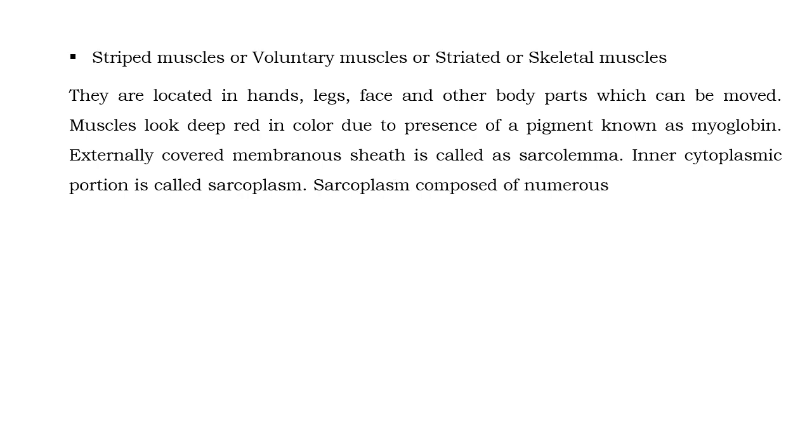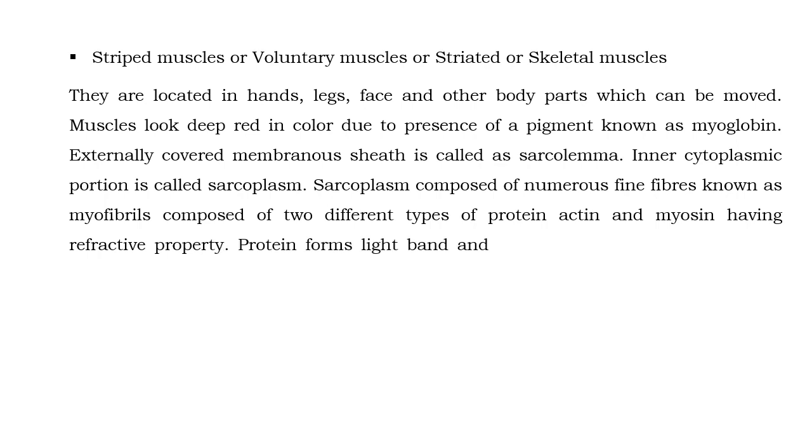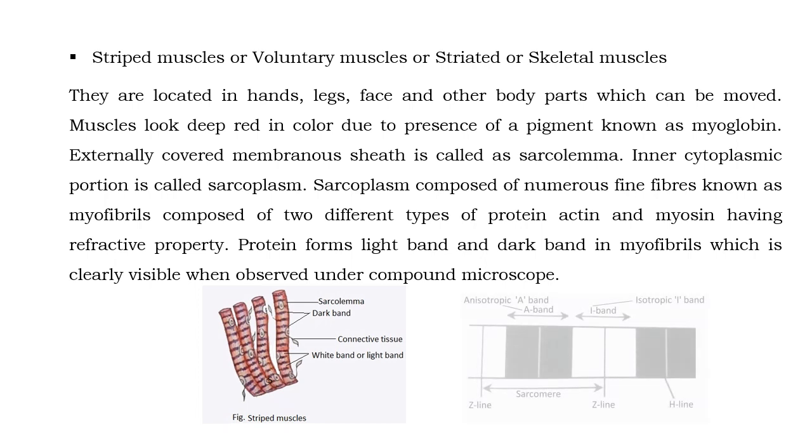Sarcoplasm is composed of numerous fine fibers known as myofibrils, composed of two different types of protein, actin and myosin, having refractive property. Protein forms light band and dark band in myofibrils, which is clearly visible when observed under a compound microscope. There are two types of band, dark band and light band.